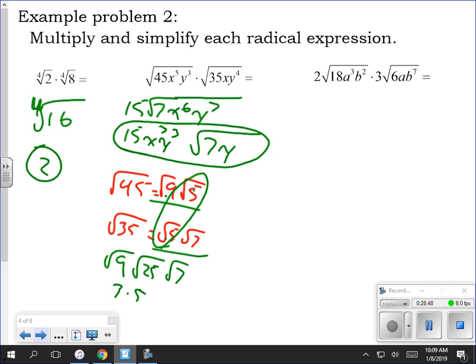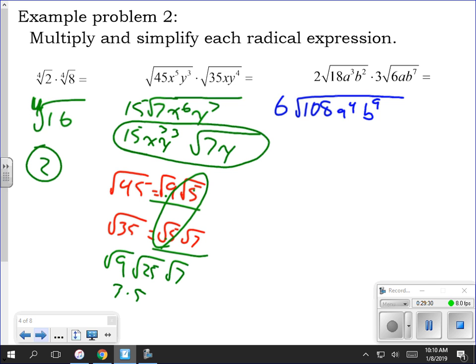Second one, I'm going to do it a little differently. I'm going to go ahead and just multiply it. I'm not going to try to simplify it first. Part of the reason is that 18 and 6 aren't that big, and I got a funny feeling about 18 and 6. But I do 2 times 3, they're out front, so that gives me 6. Square root of 18 times 6, which is 108. That's what I get. And then I do my variables. A cubed times a to the 1st is a to the 4th. B squared times b to the 7th is b to the 9th.